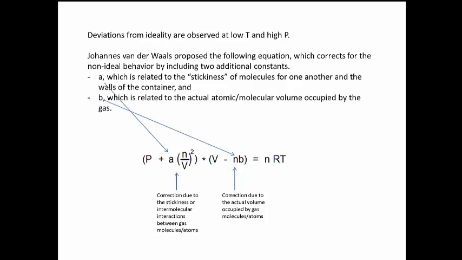So PV equals nRT, but you have these 2 corrections applied. The first correction and the first constant, a, is related to the stickiness of the molecules. That is, when the molecules actually collide with each other, they do sometimes hang around for a brief period of time because they interact with each other. Likewise, the gas molecules can interact a little bit with the walls of the container. The second correction and the second constant, the b constant, is related to the actual atomic or molecular volume occupied by the gas molecules or the gas atoms. Now, these two constants, a and b, can be experimentally determined for many gases, and when they are used, this equation can then correct for the deviations we saw in the previous slide.